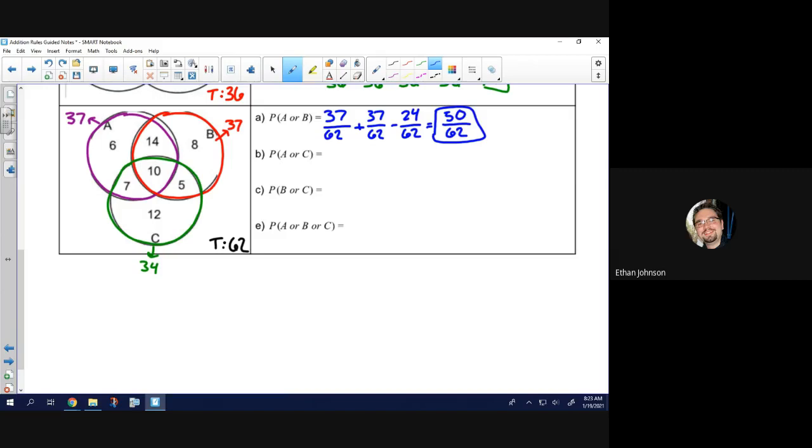B wants probability of A or C this time. So the purple circle and the green circle. So probability of A, 37 out of 62, plus the probability of C, 34 out of 62, minus my overlap. Overlap between the purple and green circles are the 10 and 7. So 17 out of 62. Gets 54 out of 62.